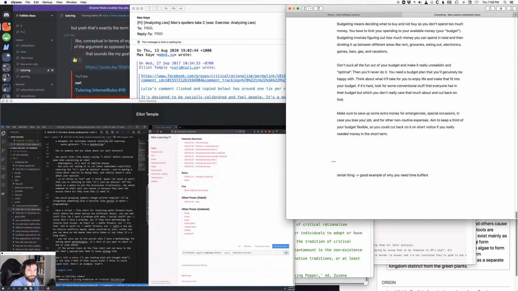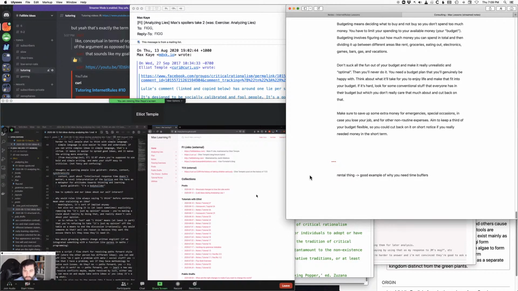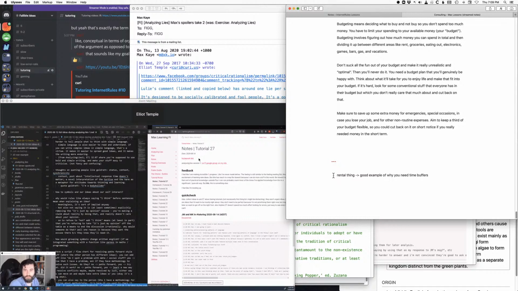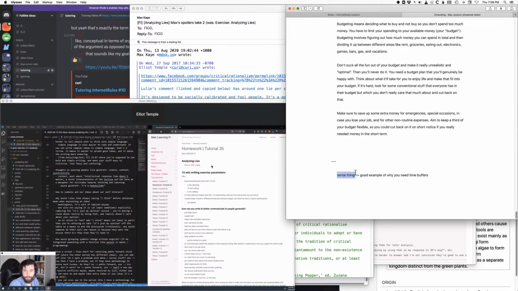Cool. So, tangentially, you mentioned the rental thing with fire safety or something, taking up time. Yeah, they had to come in and check the fire alarms work and stuff. I just wanted to mention that's a good example of why time buffers are important, like Goldratt talks about.